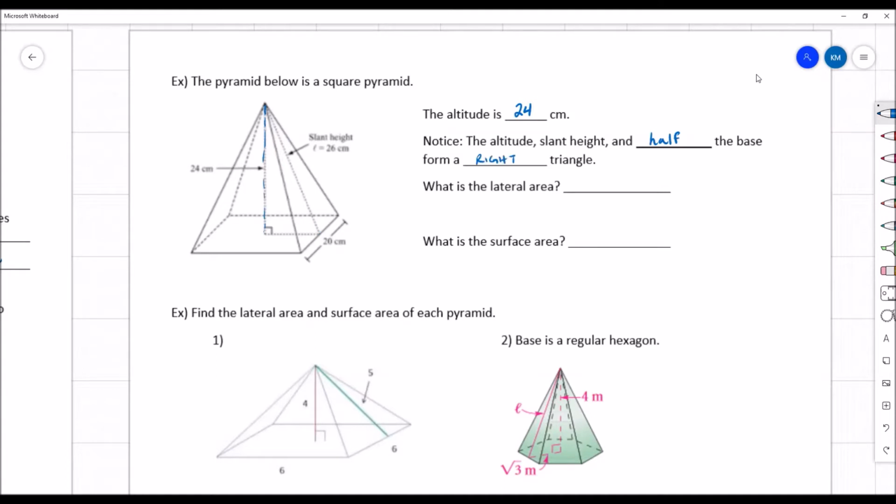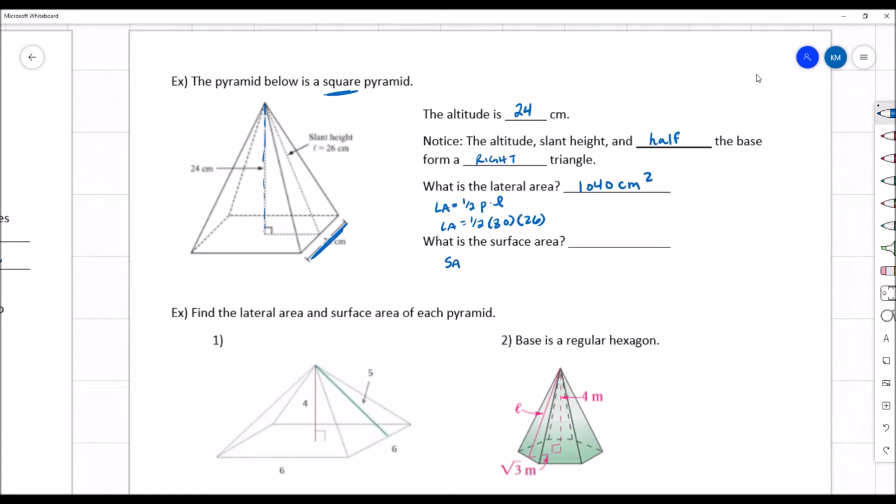What is the lateral area? To find the lateral area, remember it was 1/2 the perimeter of the base times the slant height. This is a square pyramid, meaning all the sides are the same. We get one side of 20, so our perimeter is 80. So 1/2 of 80 times our slant height, which is 26, gives us 1,040 centimeters squared.